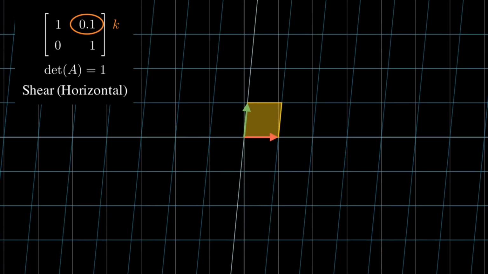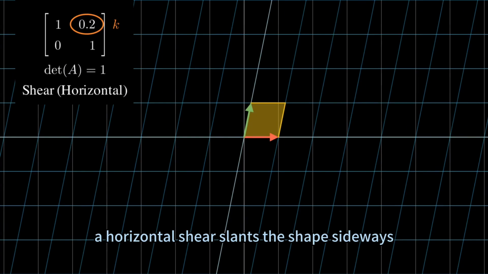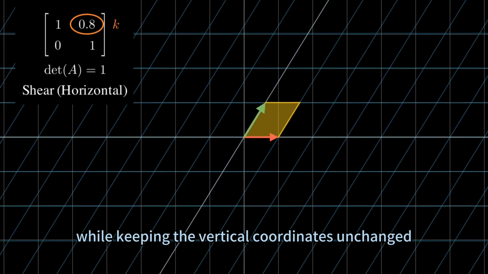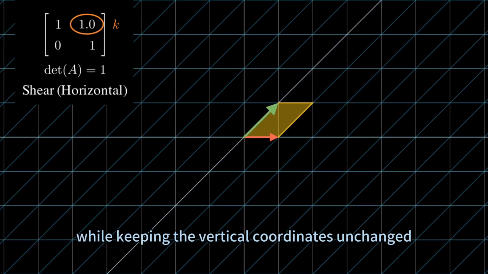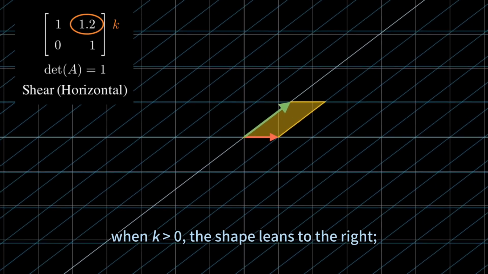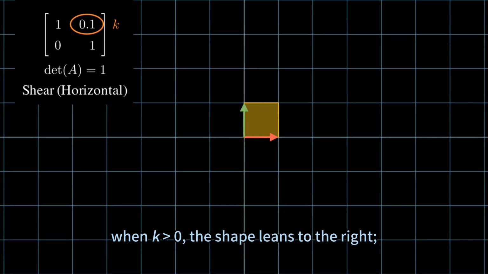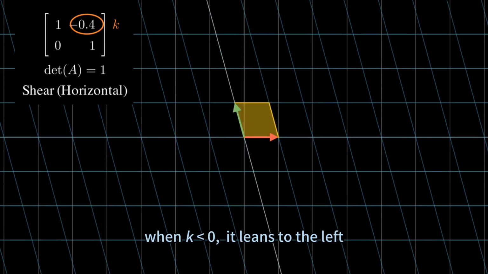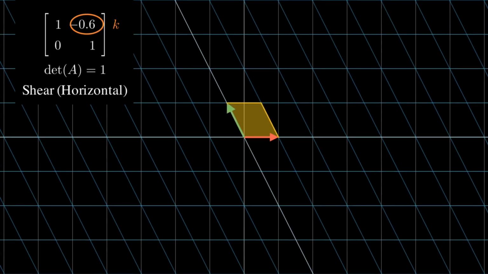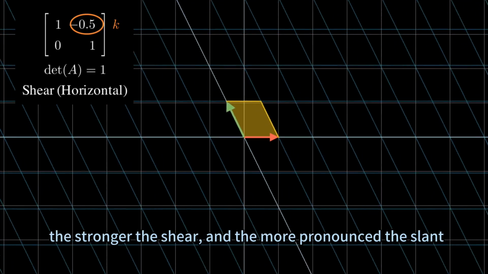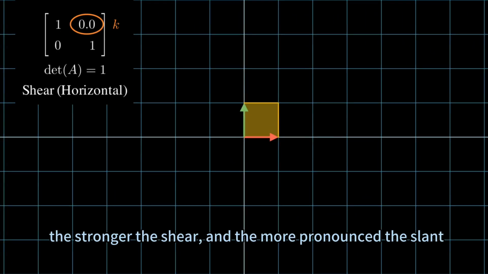In the plane, a horizontal shear slants the shape sideways while keeping the vertical coordinates unchanged. As you can see, when k is greater than 0, the shape leans to the right. When k is less than 0, it leans to the left. The larger the absolute value of k, the stronger the shear, the more pronounced the slant.